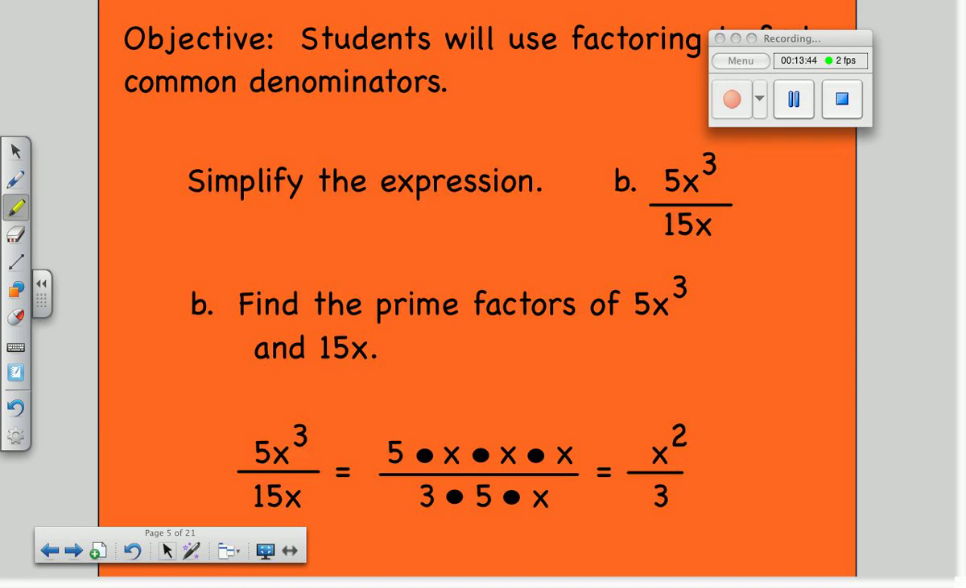Now let's do another one, and I'll do this one just a little bit differently. So for this one, I need you to remember that this is 5 times x times x times x to the power of 3, and 15 times 1x.